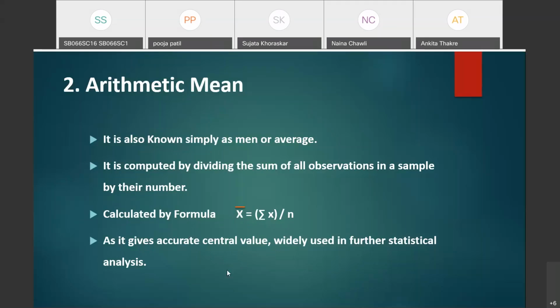Range is not used this way because all the values are not taken into consideration, but the arithmetic mean considers all the values provided. That's why it gives the accurate central value, and it is widely used for further statistical analysis or further statistical procedures.